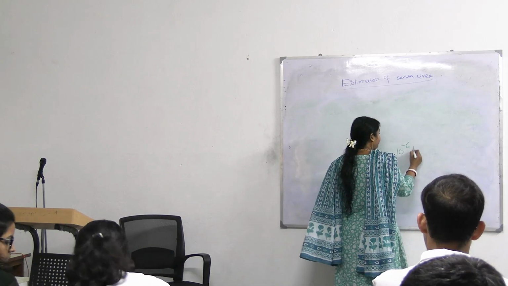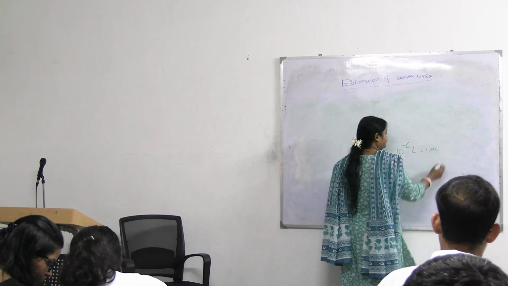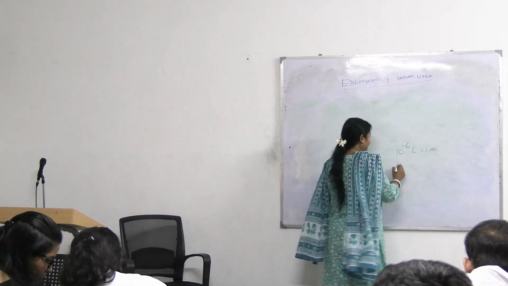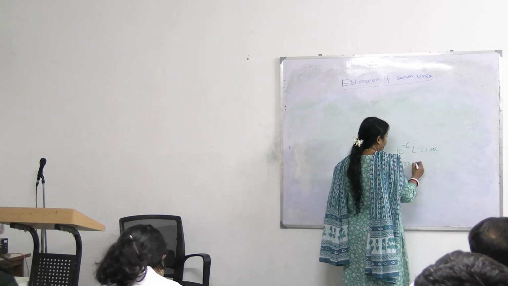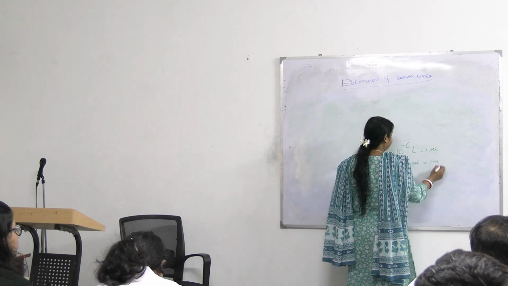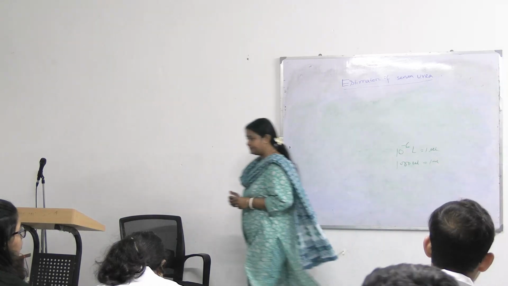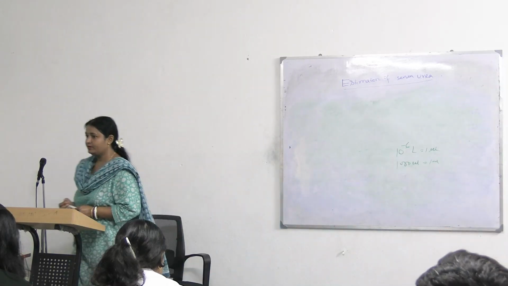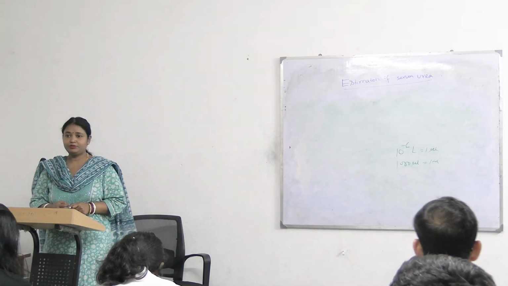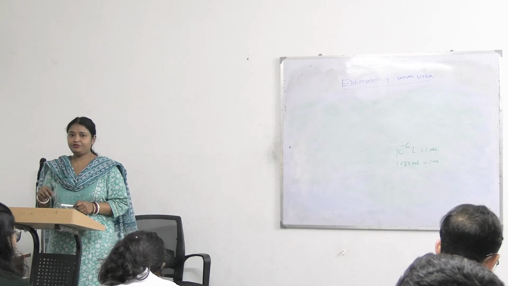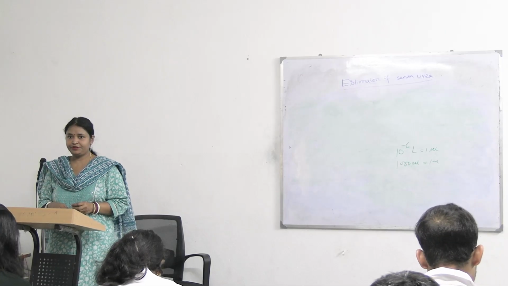10 to the power minus 6 liter means 1 microliter. And 1000 microliter equals 1 ml. This thing you have to know. 10 to the power minus 6 liter equals 1 microliter.